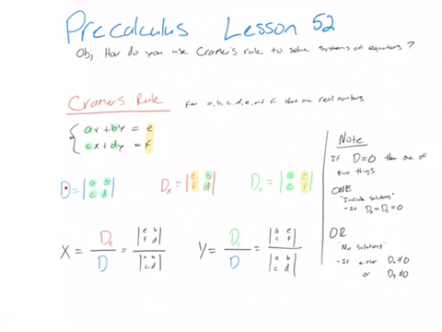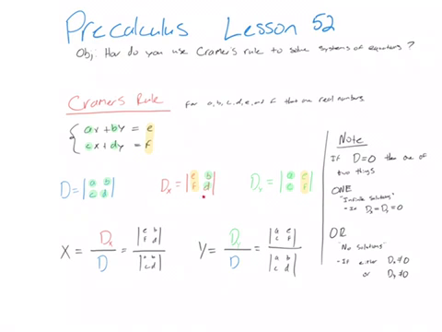So let's just look real quick. D is just what we call the coefficient matrix. And particularly, it's the determinant of the coefficient matrix. So remember, this is just a simple number, right? A times D minus C times B.